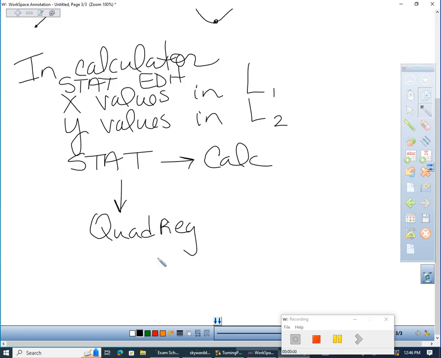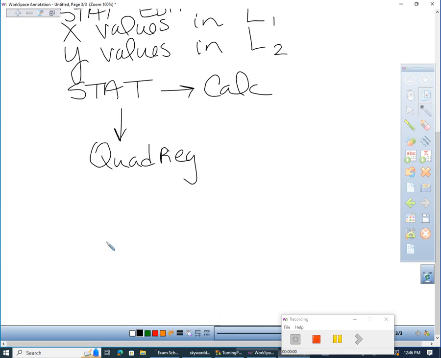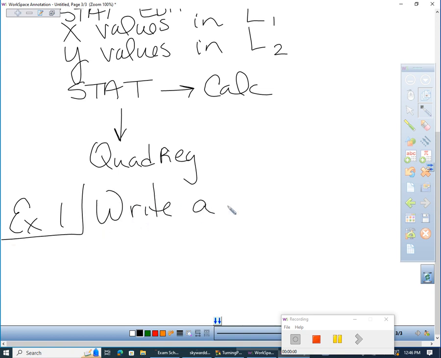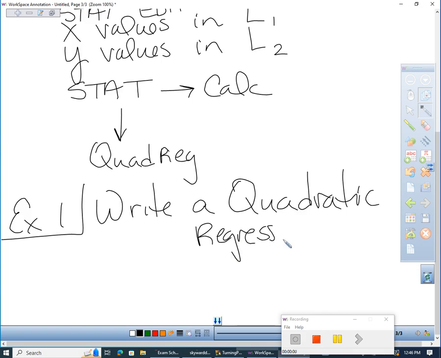Okay, so here we go. Example number 1. Write a quadratic regression using the points 1, -2, 2, -2, and 3, -4.